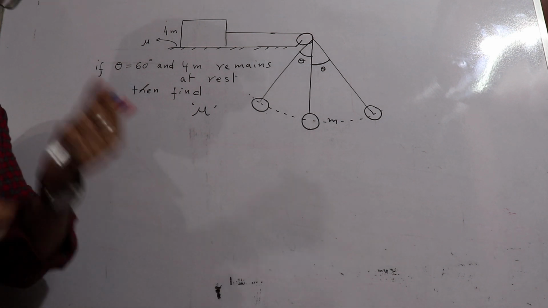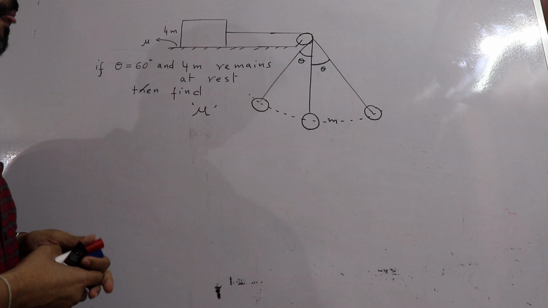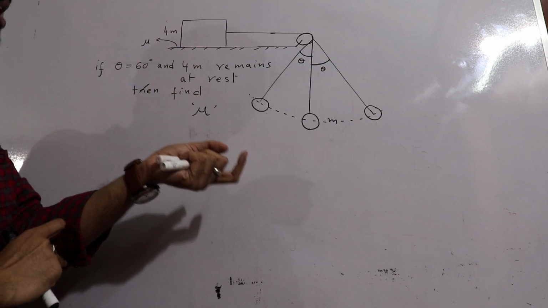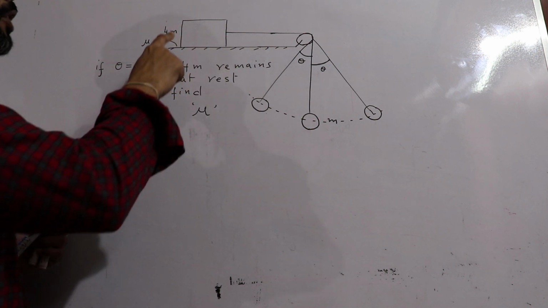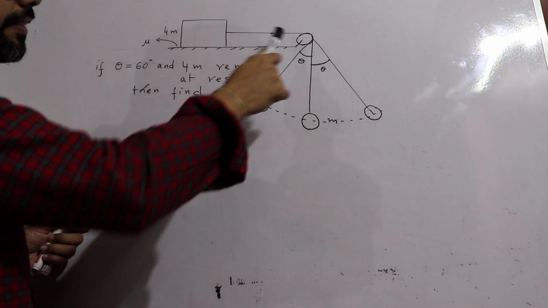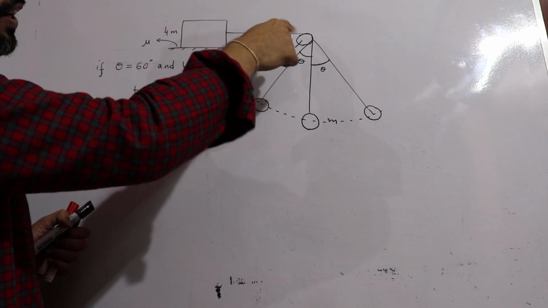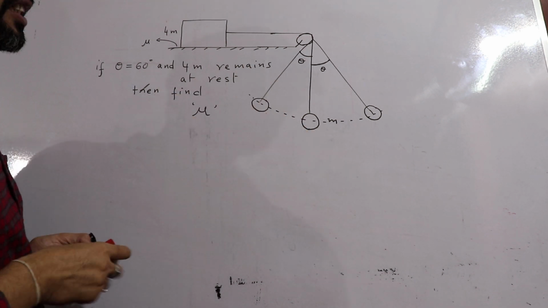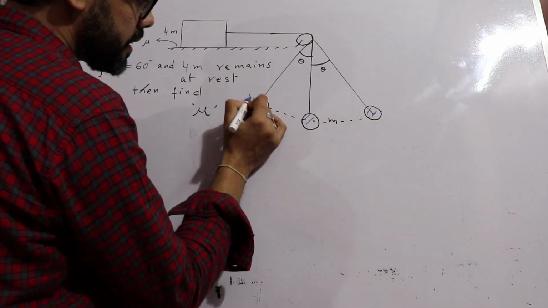Hello dear students, today our problem is this particular figure. We have a block whose mass is 4m, lying on a table surface. Suppose the coefficient of friction between the block and the table surface is mu. There is a massless, inextensible string passing over a single fixed pulley, and a bob of mass small m is connected to it, which is oscillating in SHM.